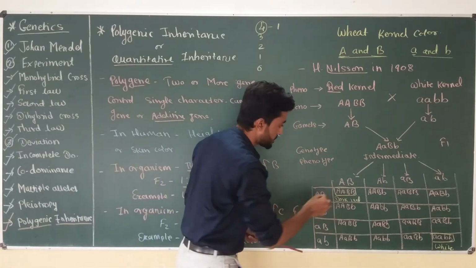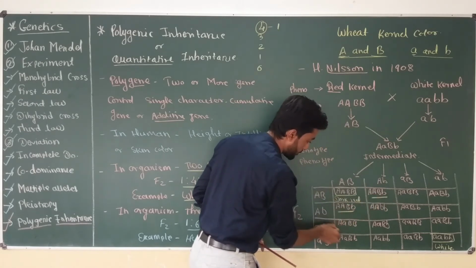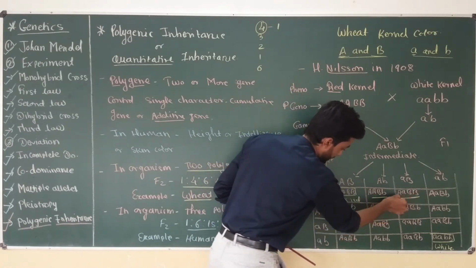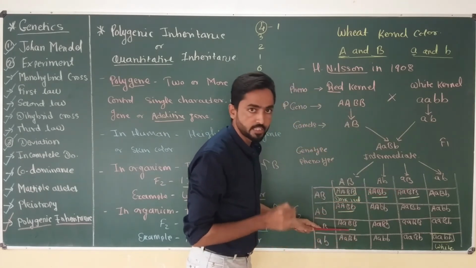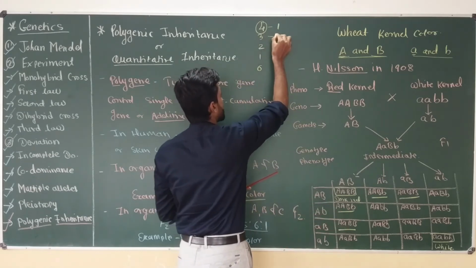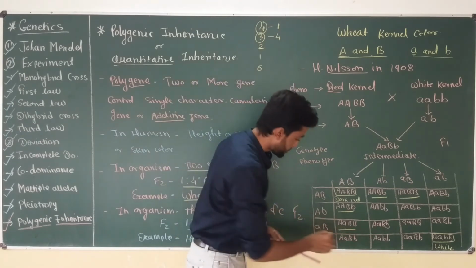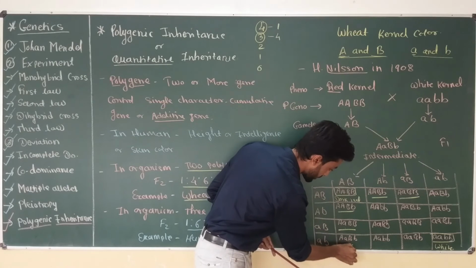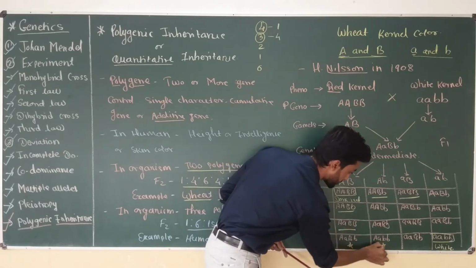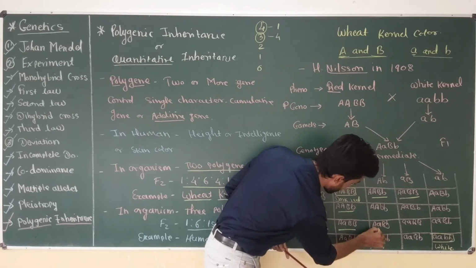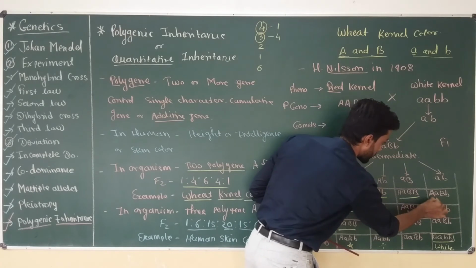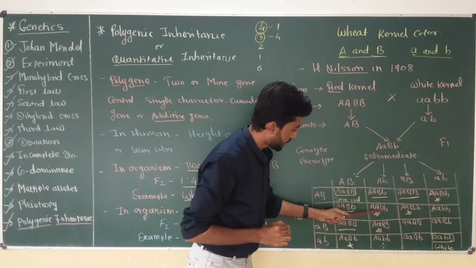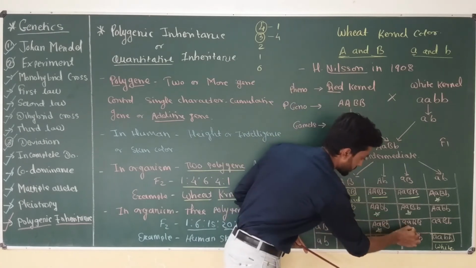Then 3 dominant genes: 1, 2, 3 and 4. These 4 plants are going to have 3 dominant genes each. So 3 dominant genes are present in 4 plants. Then 2 dominant genes. So this organism is with 2 dominant genes. Same case for this, capital A, capital B. Then this. So 1, 2, 3, 4, 5 and 6.